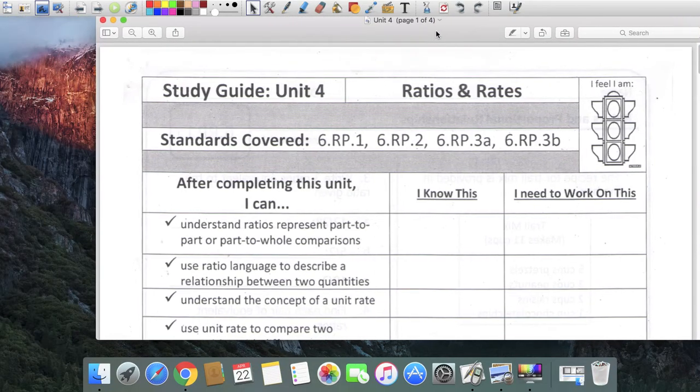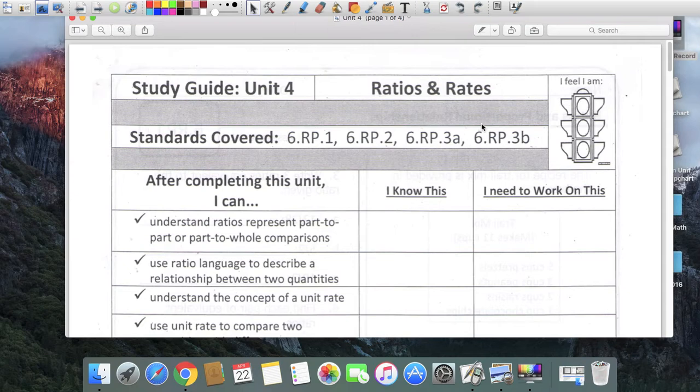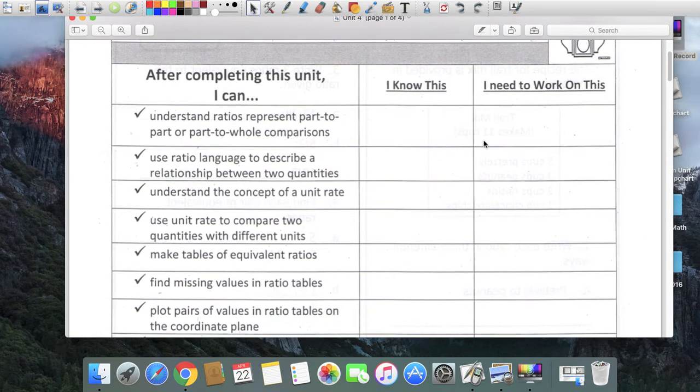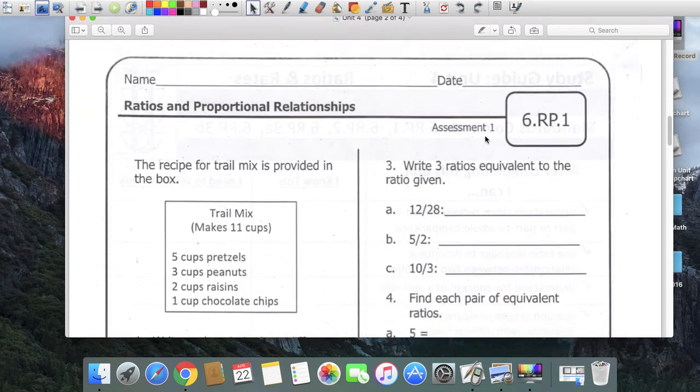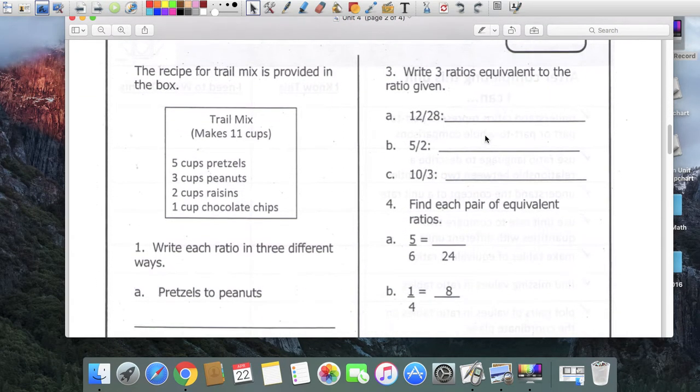and here we go. All right, so unit 4 was ratios and rates, hopefully. I'd rather you fill in this page after you do the exercise. Okay, I think that makes sense. So we'll start with the first question.